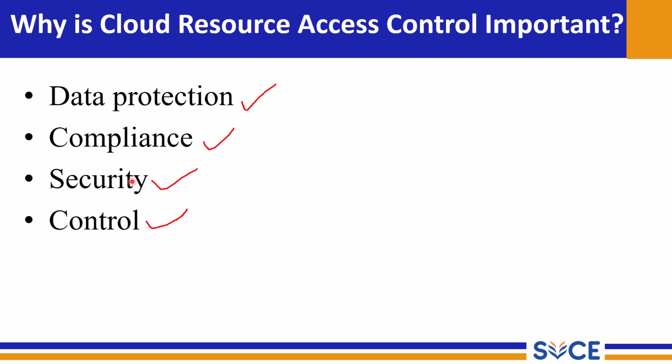Control is that access control provides granular control over who can access specific resources, allowing organizations to tailor the permissions to their need. Okay, so this is why cloud resource access control is important. But other than that, we can define the access control. So why are we saying cloud resource access control is important? Let's take some real-world examples.